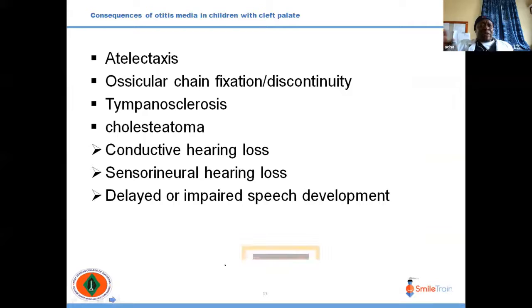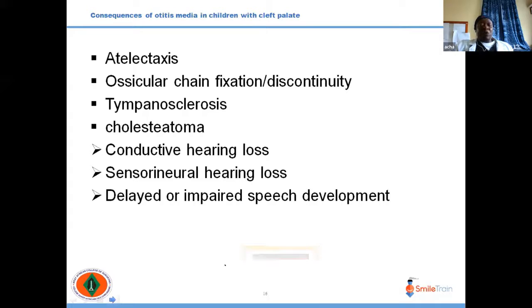So why do we spend so much time talking about ear infection, otitis media with effusion, acute otitis media, chronic suppurative otitis media, or cholesteatoma in a child that has cleft palate? What are the consequences of this in this child? The consequences are pretty important. And if this is not properly managed, then this will cause a lot of problems to the child in future.